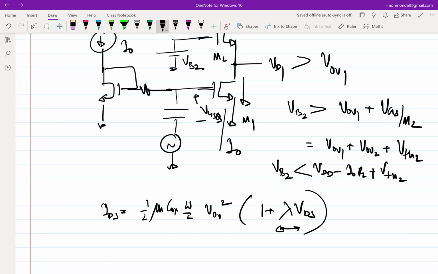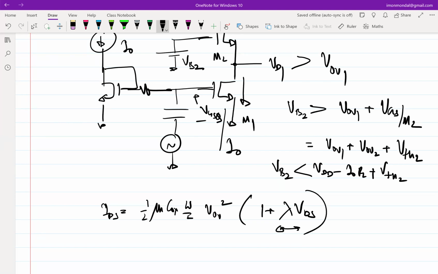Okay. We can ignore channel length modulation. Yes, so we do it in two stages. We ignore channel length modulation in the first case, and then we see that again, it's basically a play on output resistance.